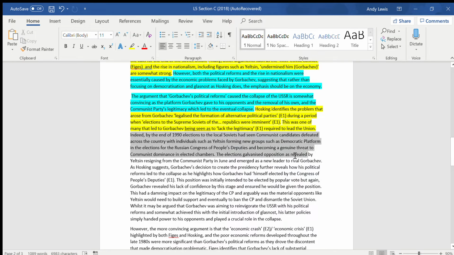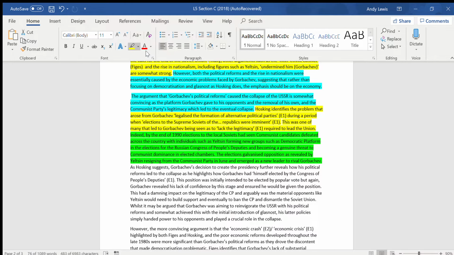Then they're going to dive into the other thread that we need to see in your answers, which is contextual knowledge. Okay. Indeed, by the end of 1990, elections to the local Soviets had seen communist candidates defeated across the country, with individuals such as Yeltsin forming new groups such as Democratic Platform in the elections for the Russian Congress of People's Deputies, and becoming a genuine threat to communist dominance in elected chambers. The elections galvanised opposition, as revealed by Yeltsin resigning from the Communist Party in June, and emerged as a new leader to rival Gorbachev.